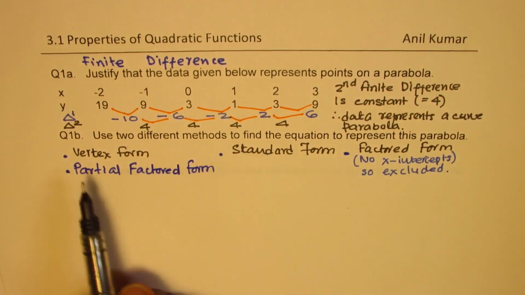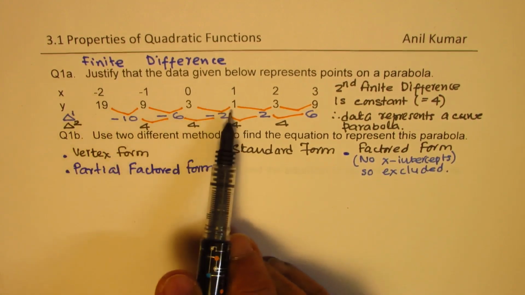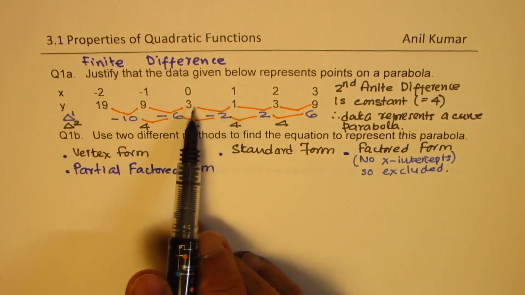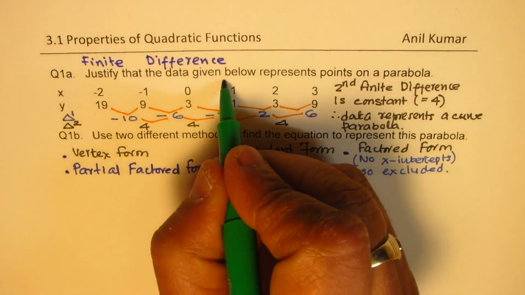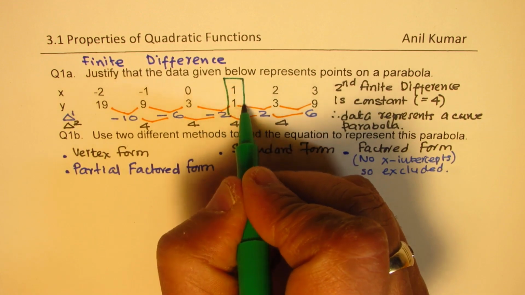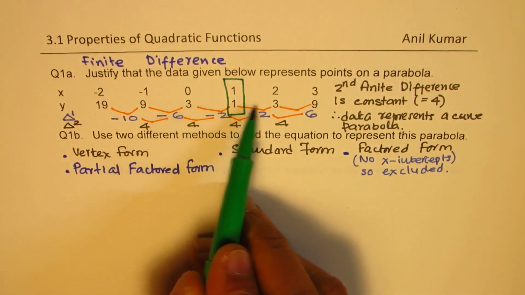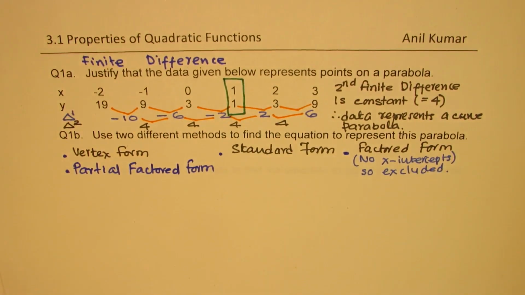We'll do vertex form. Now, vertex form here, since this particular data shows you a value of y which is minimum and there is a symmetry, right? So, from here you could see that we have minimum at 1, 1, right? And it is symmetric, right? It is increasing by 3 and 3 and then 9 and 9. So, as you can see, if you try to sketch this graph, it will look like what?